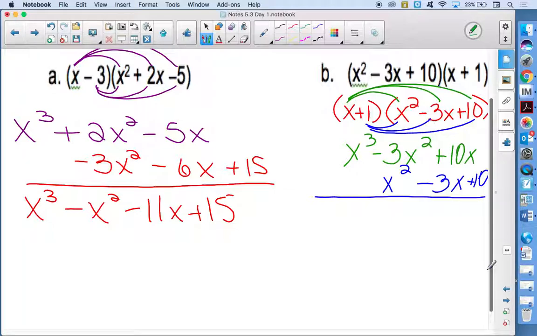So Paige, if we combine our like terms, what did you get? X cubed minus 2x squared plus 7x plus 10. Good. Any questions?